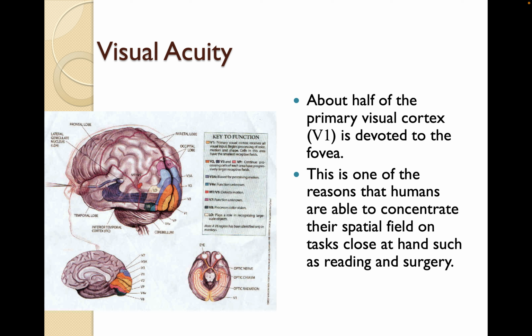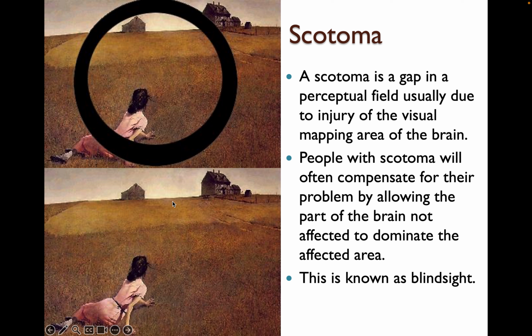This is one of the reasons that humans are able to concentrate their special field on tasks close at hand, such as reading and surgery, because of our large V1 area. A scotoma is a gap in the perceptual field, usually due to injury of the visual mapping area of the brain. People with scotoma will often compensate for their problem by allowing the part of the brain not affected to dominate the affected area. This is known as blind sight. This is what they actually see, and this is what their brain is telling them that they see, because what they have done is just filled it in.